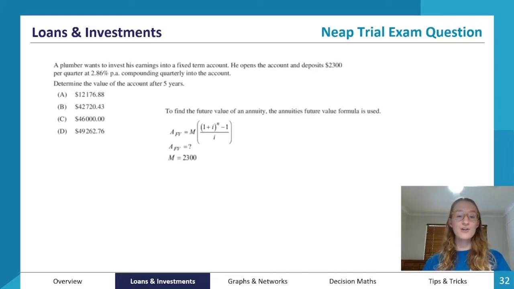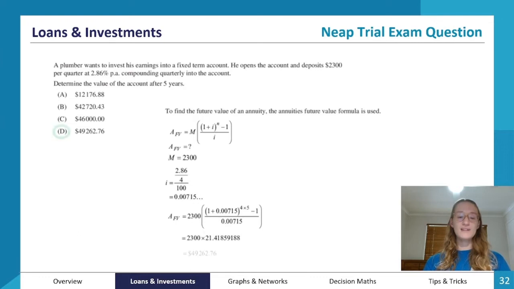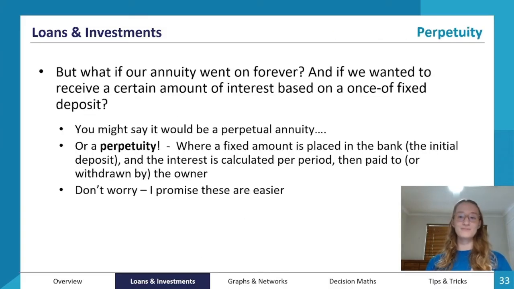The future value is unknown. We know that M, the deposits he's making every quarter, is $2,300. So we've got that sorted. We know that I is again 2.86 divided by 100, and then we're also dividing by 4 because it's compounded quarterly. And that gives us our decimal rate of interest. And then we can substitute into the equation, and that'll give us our answer. And we can see that that is $49,262.76. So that's how I'd use the future values annuity formula to solve this question. So that's pretty similar to what we just did before.